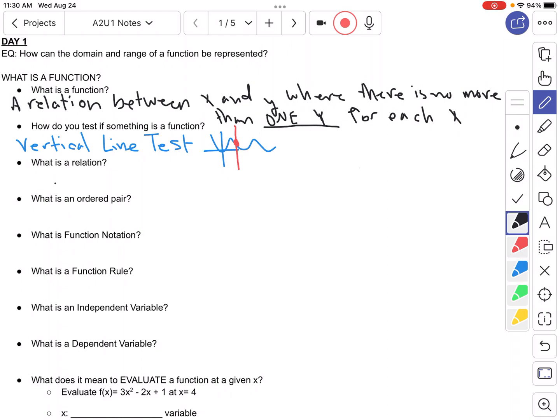If you have a graph where it looks like that, and you draw that vertical line anywhere on the graph, and it touches more than once, then it is not a function. So, yes, fine. No, not fine.